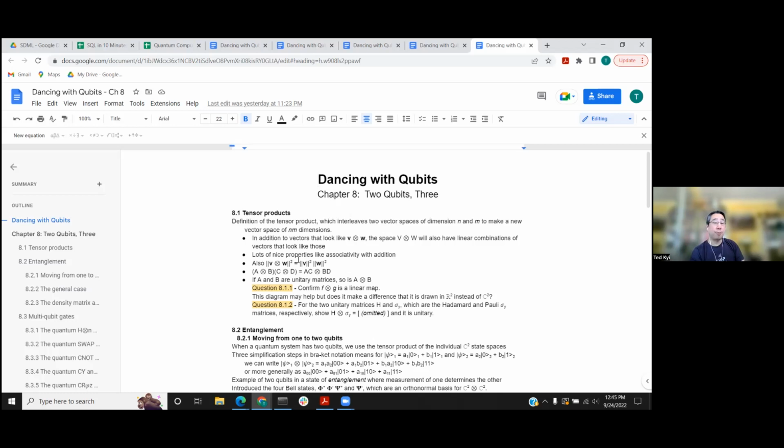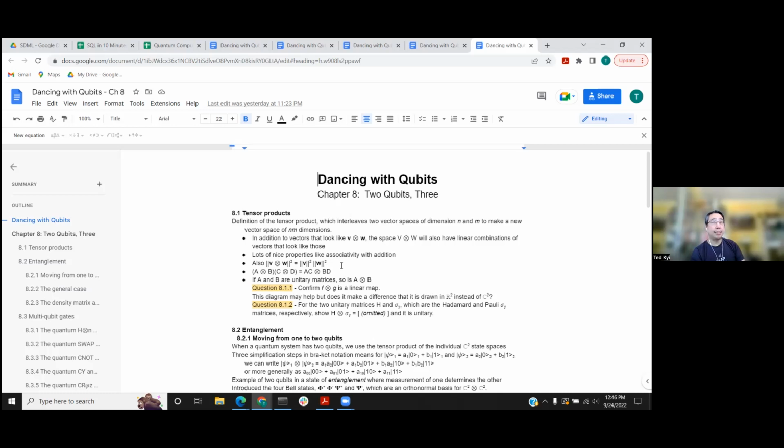So there's a bunch of nice properties like associativity with addition. If you look at the norm of V tensor product W, it's just the norm of V times the norm of W. Tensor product plays really nice with matrix multiplication.